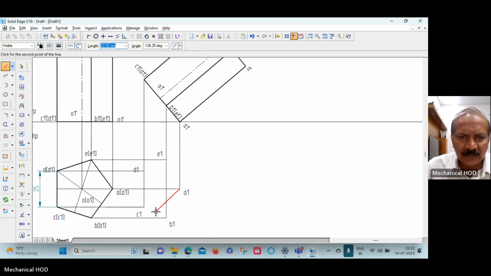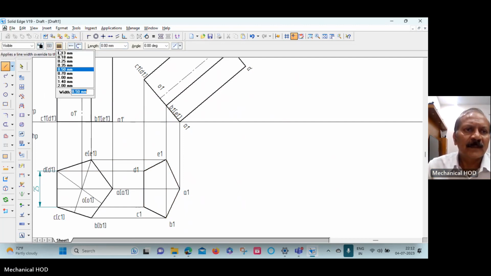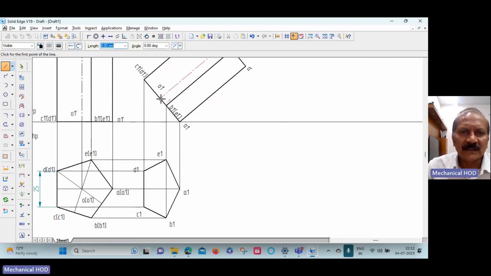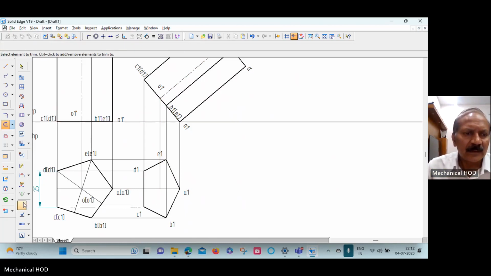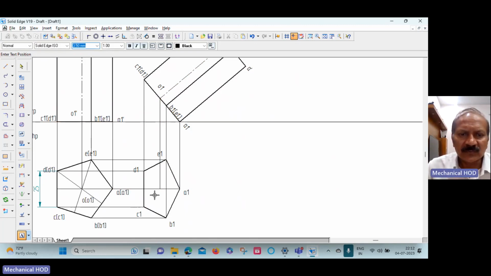A1 to B1, B1 to C1, C1 to D1, D1 to E1, E1 to A1. Okay, then find out the axis here. This is the axis. This is O1.